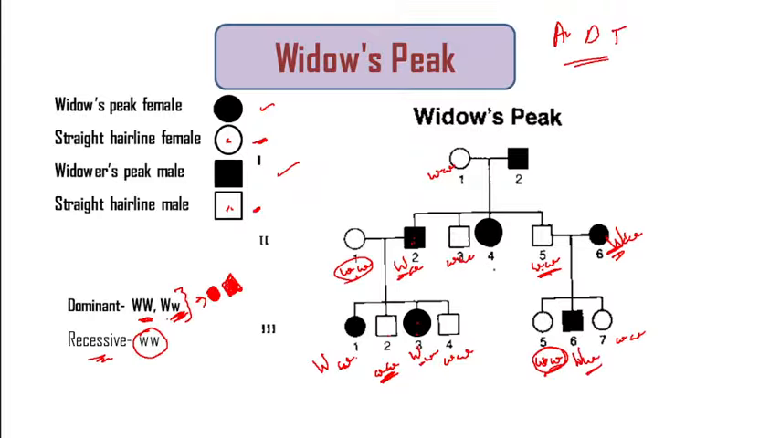Now what is left? This individual. Let's start from here. This person would have inherited one allele from mother and one small w allele from father. That means the father would have had another allele as capital W. And therefore this individual would have inherited one small w from here and one capital W from here. That is how we calculate the genotype of the entire pedigree charts. Let's move further.